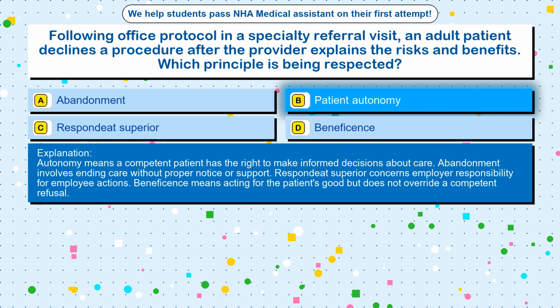Autonomy means a competent patient has the right to make informed decisions about care. Abandonment involves ending care without proper notice or support. Respondeat superior concerns employer responsibility for employee actions. Beneficence means acting for the patient's good but does not override a competent refusal.